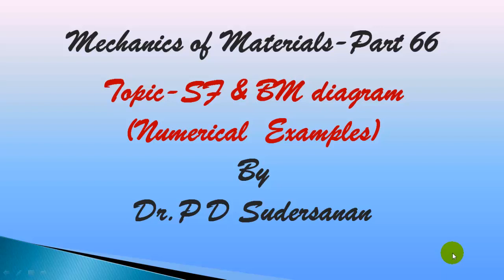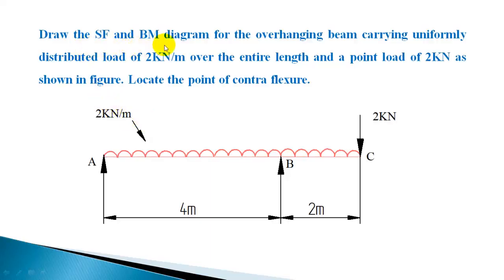In today's class, we'll work out another numerical example to draw the shear force and bending moment diagram for an overhanging beam subjected to UDL. Let us start. Draw the shear force and bending moment diagram for the overhanging beam carrying uniformly distributed load of 2 kN per meter over the entire length and a point load 2 kN as shown in figure. Locate the point of contraflexure.